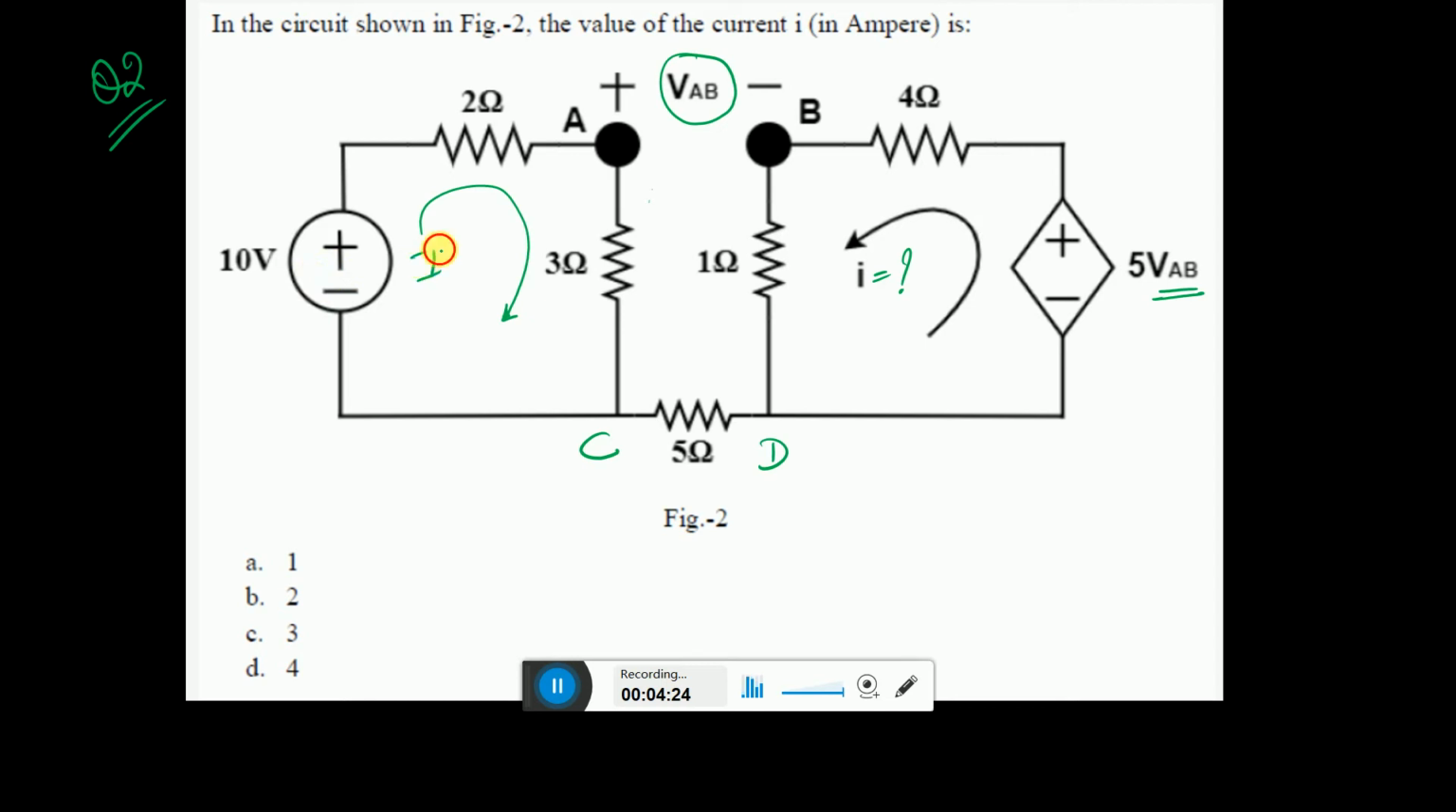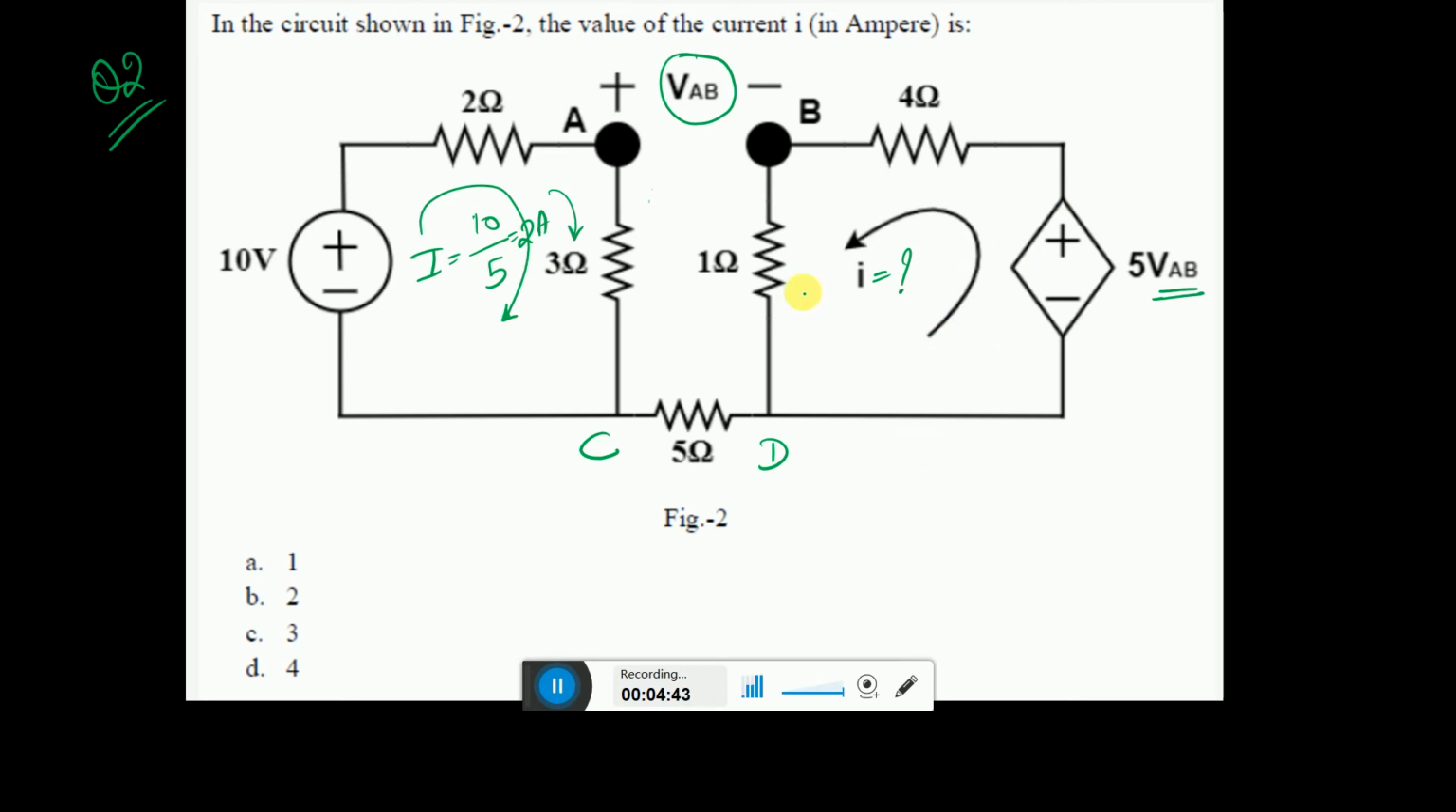So obviously this current, if you apply the KVL in this closed path, you will get around 10 by 5, this is around 2 amperes. So you get a 2 ampere current flowing in this clockwise, and here also you can apply the KVL.